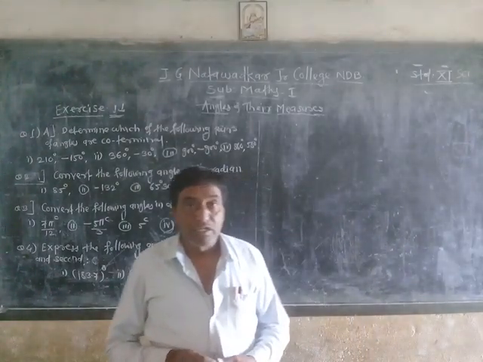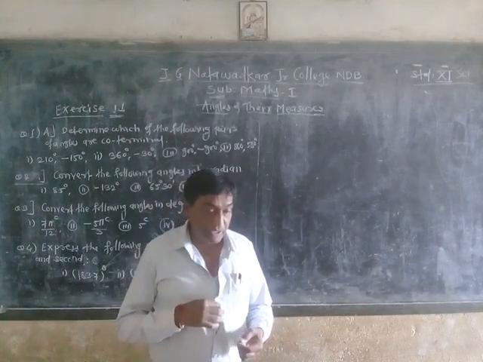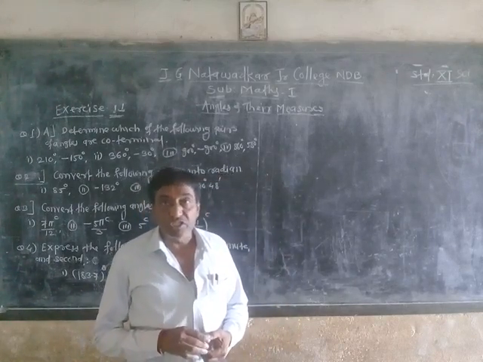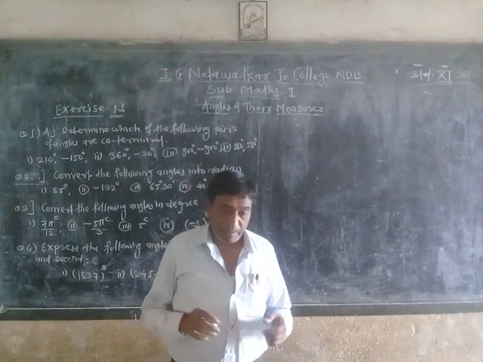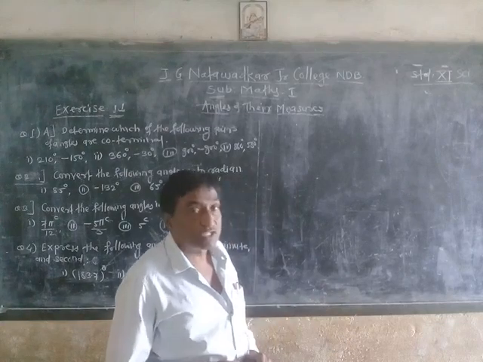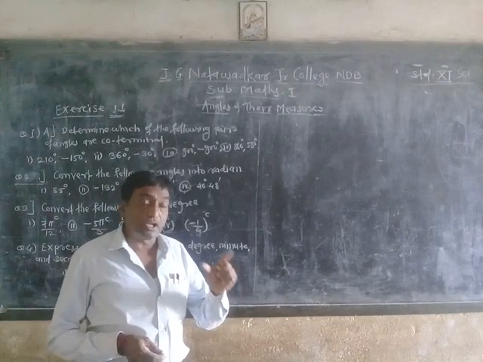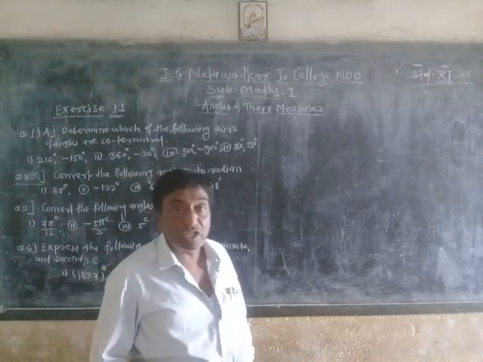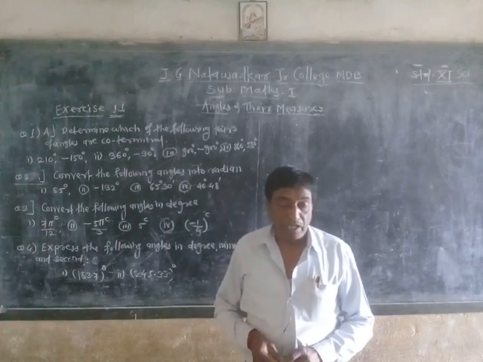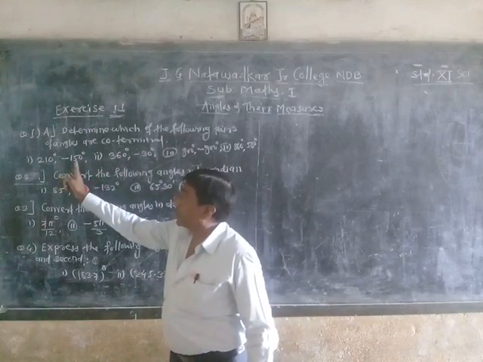Coterminal angles means those directed angles having different amounts of rotation, in which the positions of the initial arm and terminal arm are the same. Such angles are known as coterminal angles. Otherwise, the difference between two coterminal angles is always an integral multiple of 360 degrees. So by using these rules, we verify whether a pair is a pair of coterminal angles or not.